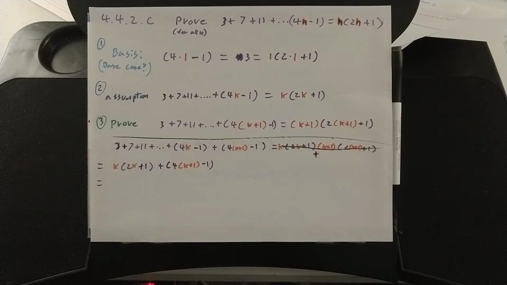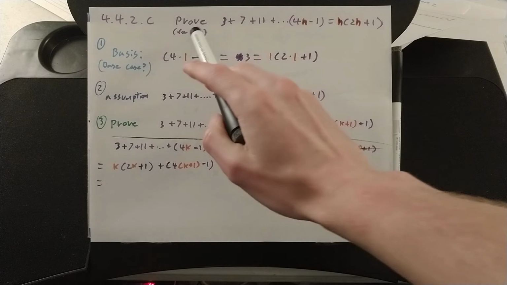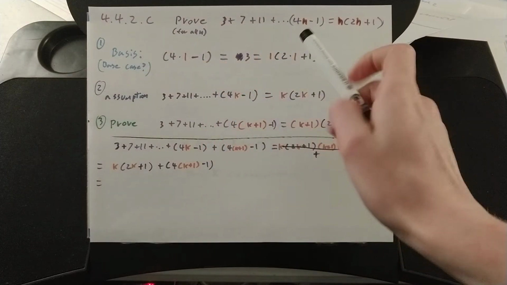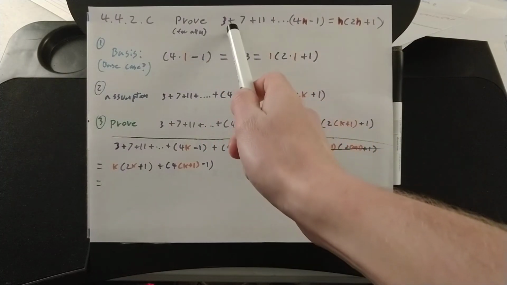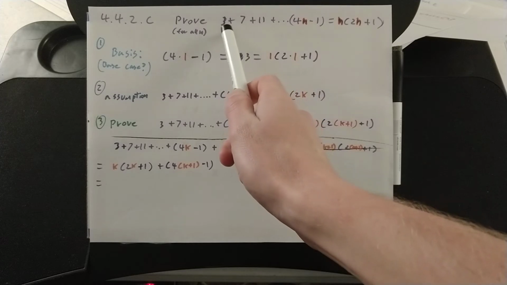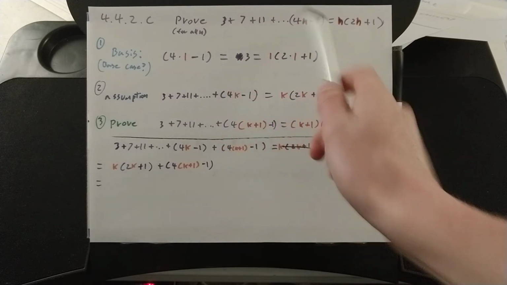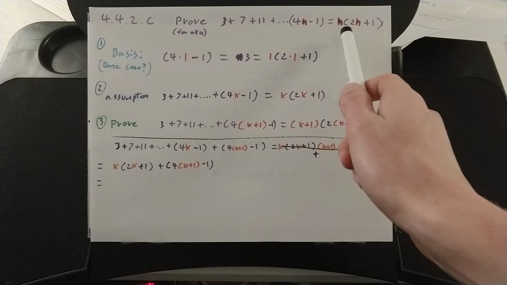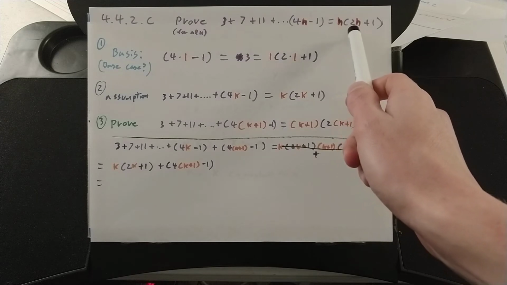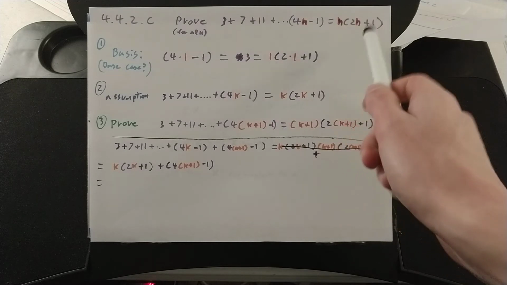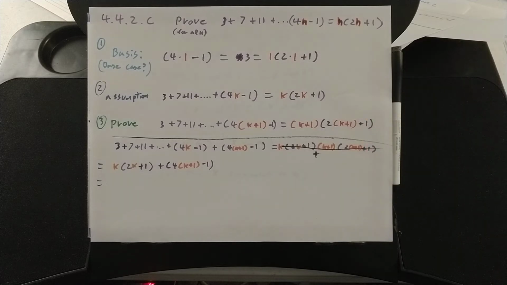All right, so this one here is probably, definitely, probably, maybe, going to be on the test. And this particular problem is 4.42c. So it's prove via induction that the sum 3 plus 7 plus 11 up to 4n minus 1 is equal to n times 2n plus 1.